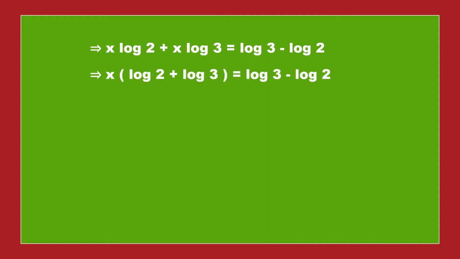So let me take the same step here. x log 2 plus x log 3 equals log 3 minus log 2. If you observe carefully here, both terms are having x. So I can take x common. So x into log 2 plus log 3 equals log 3 minus log 2. Because we want to find out x, x should be separated. When x is to be separated, if it is common, you should take it common.